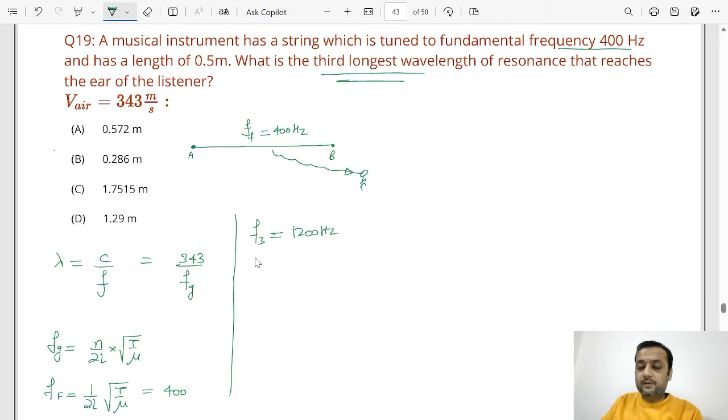Now if you want the third longest wavelength, you can put f3 here. So lambda will be 343 upon 1200. Note that if you put 400 here, you will get the longest wavelength, but the question is asking for the third longest. So that means 343 upon 1200. Now 3 will make it 400, and 3 will make it how much? 114.3 approximately. So this value you can see is nearly 0.2 something. So of course option B will be the correct answer for this question.